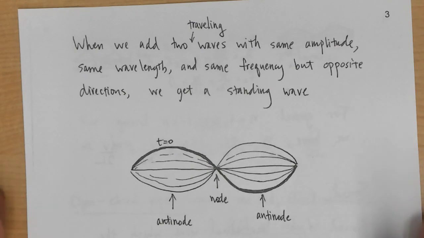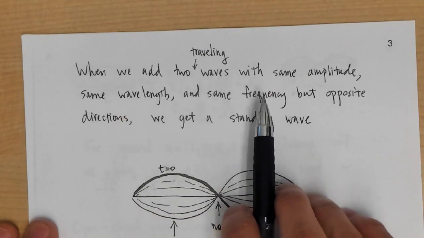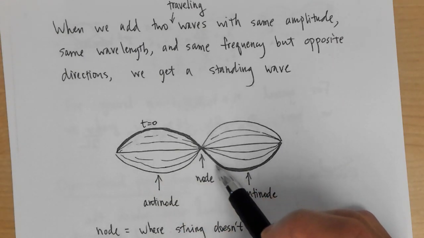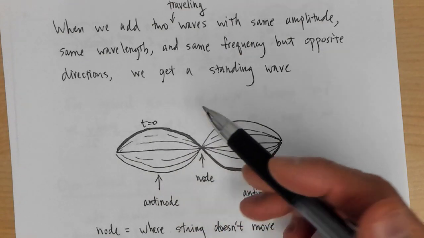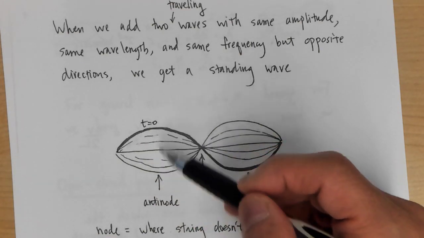Now if we add two traveling waves together with the same amplitude, same wavelength, and same frequency, but they're going in opposite directions, we end up getting what's called a standing wave. Instead of something moving, these lobes just vibrate up and down.